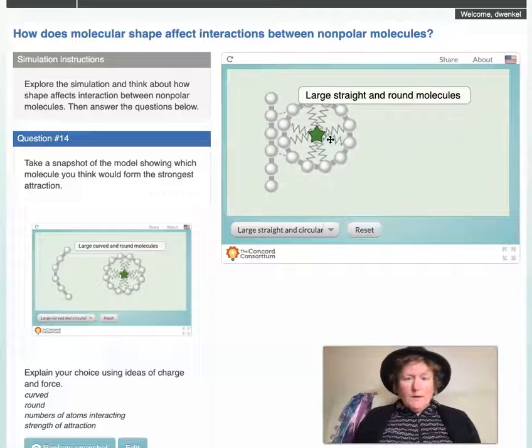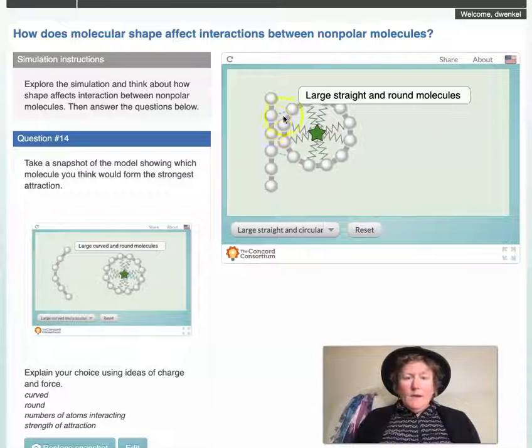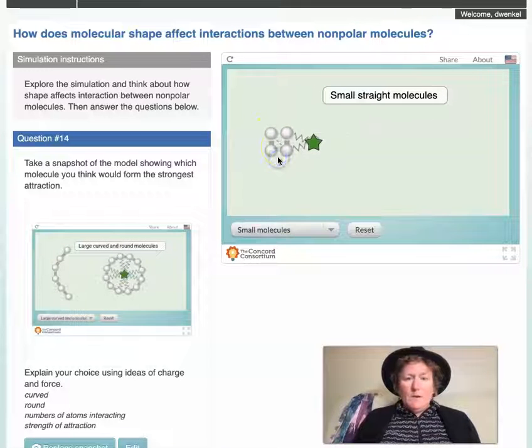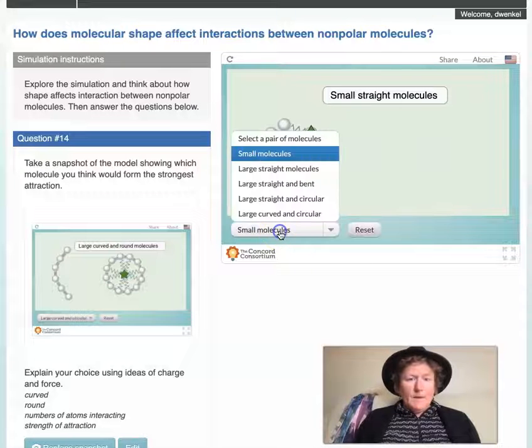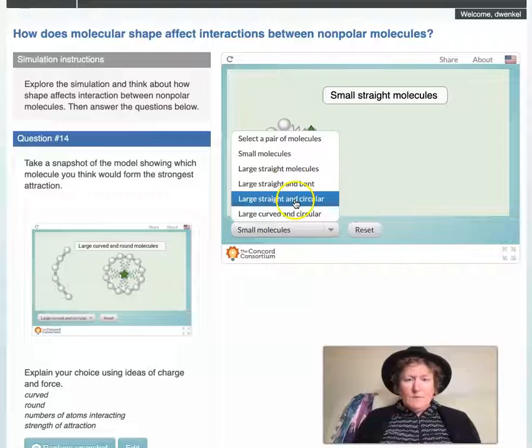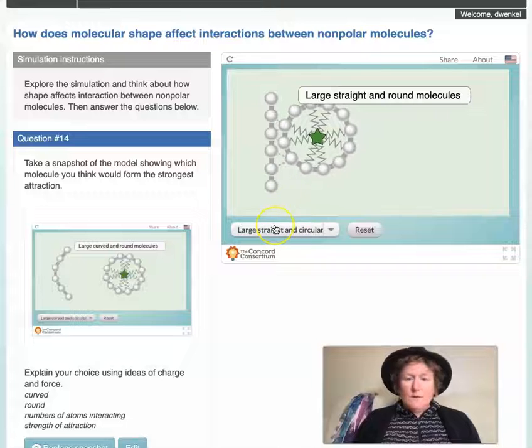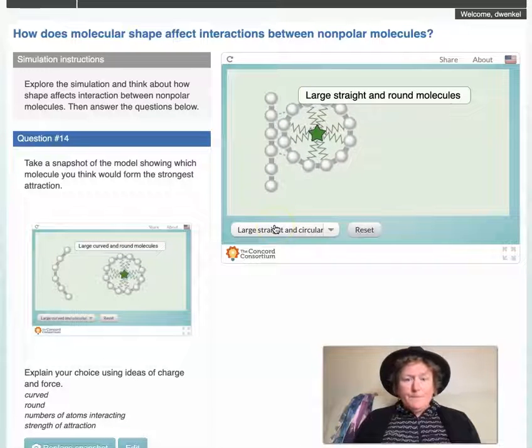Before you formulate your answer, think about how many atoms here are interacting with how many atoms here. We can look at that too in the small molecules. There are 2 atoms here interacting. That gets pulled apart very quickly. So think about the number of atoms interacting. I think the vote in our class was straight and circular. You can make up your own mind.